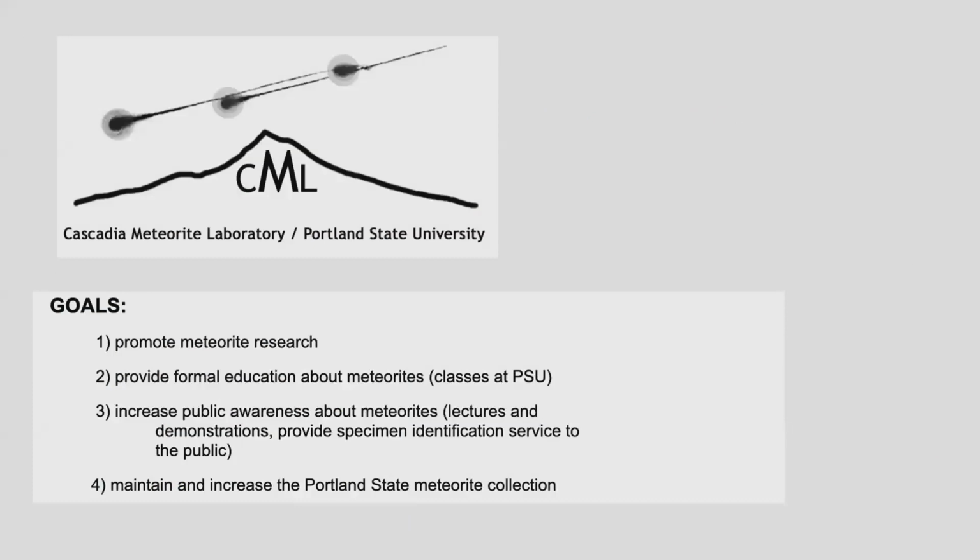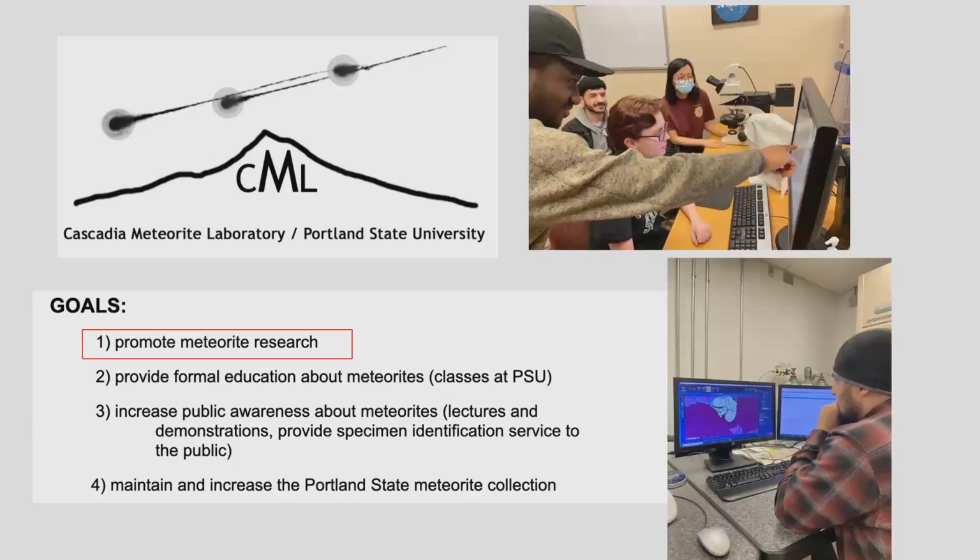Now, I'm also thankful to the Cascadia Meteorite Laboratory, which is the largest meteorite laboratory in the Pacific Northwest and has some very important goals for advancing meteorite research. The first is to promote meteorite research. We do this in multiple ways. One of the ways is by training undergraduate students how to classify rocks from space. So they get to be the first people to look at a space rock and understand how it formed and do the actual work and analysis. So these are two examples right here.